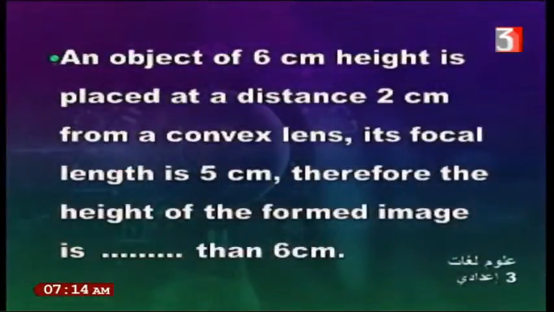An object of 6 centimeters height is placed at a distance of 2 centimeters from a convex lens. Its focal length is 5 centimeters. Please note in this question there are some calculations to find the answer. Therefore, the height of the formed image is more than 6 centimeters, because the image formed will be bigger than the object.